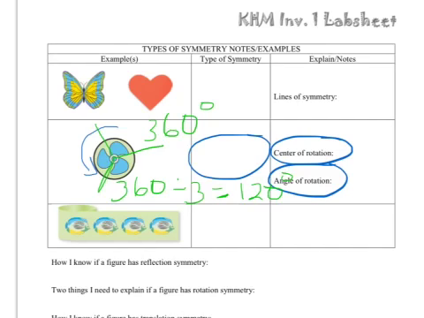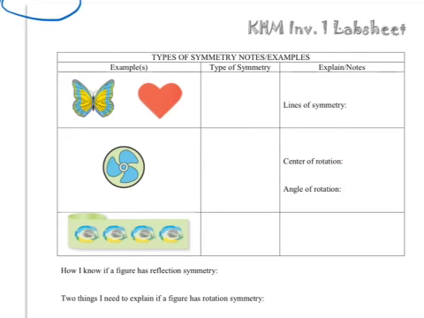Now, it would also make a copy for every multiple of 120 degrees. So in this case, it would make a copy at 240 degrees and then again at 360 degrees. So let's look at the third type of symmetry.